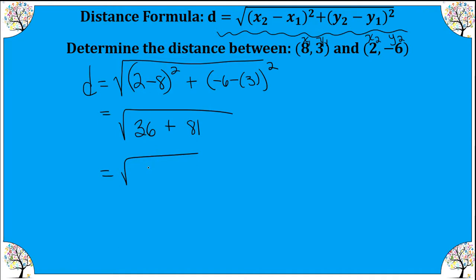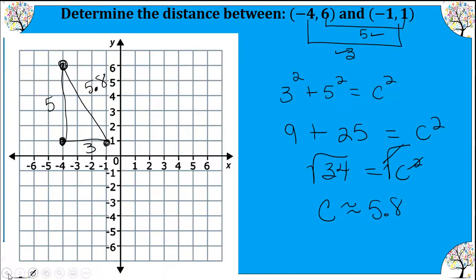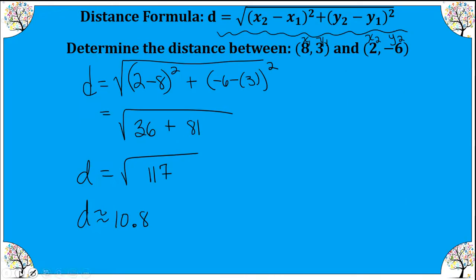And then we add these together, and then we're going to take the square root. And we get about 10.8. Now, let me show you how we can do it like we did here without the formula. And this may make a little bit more sense.